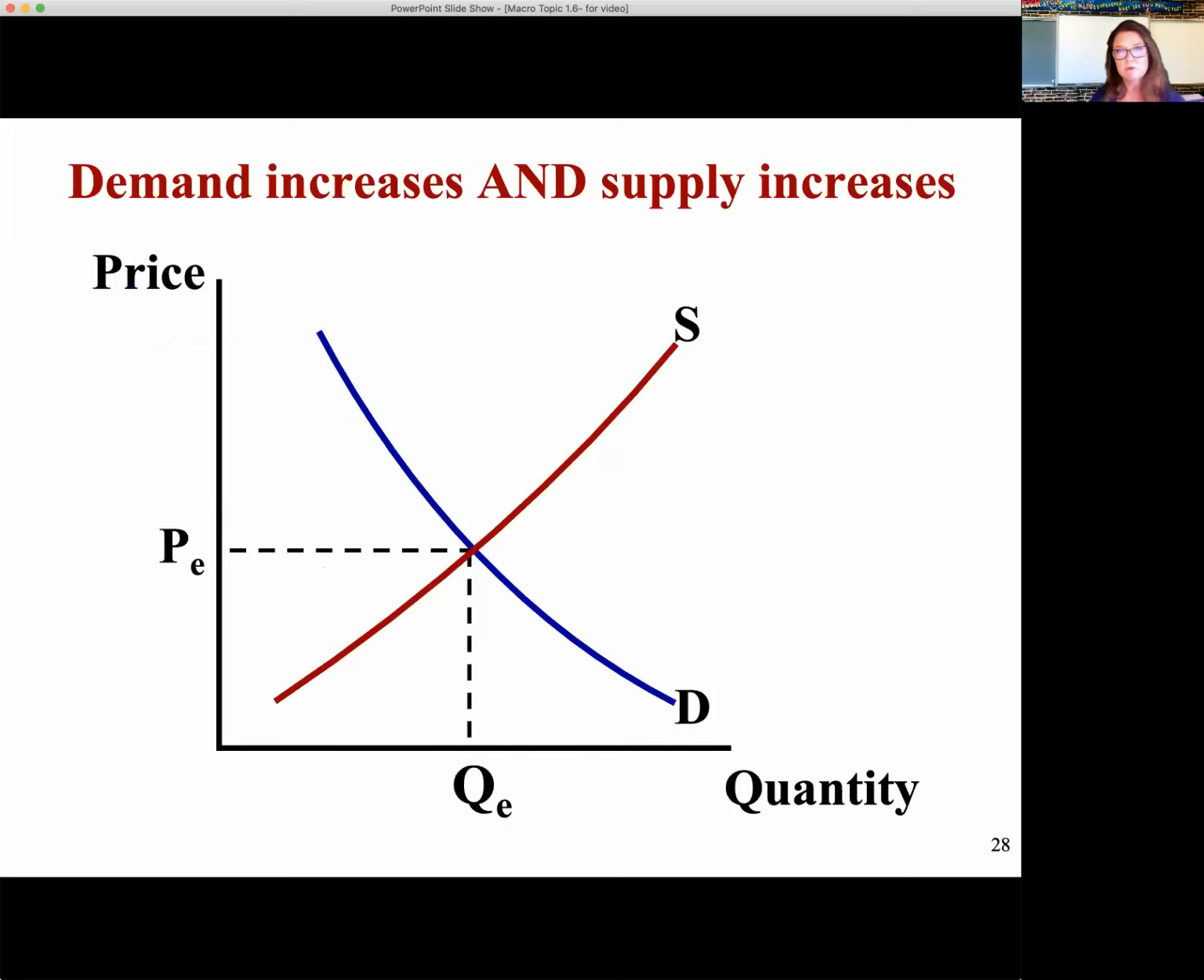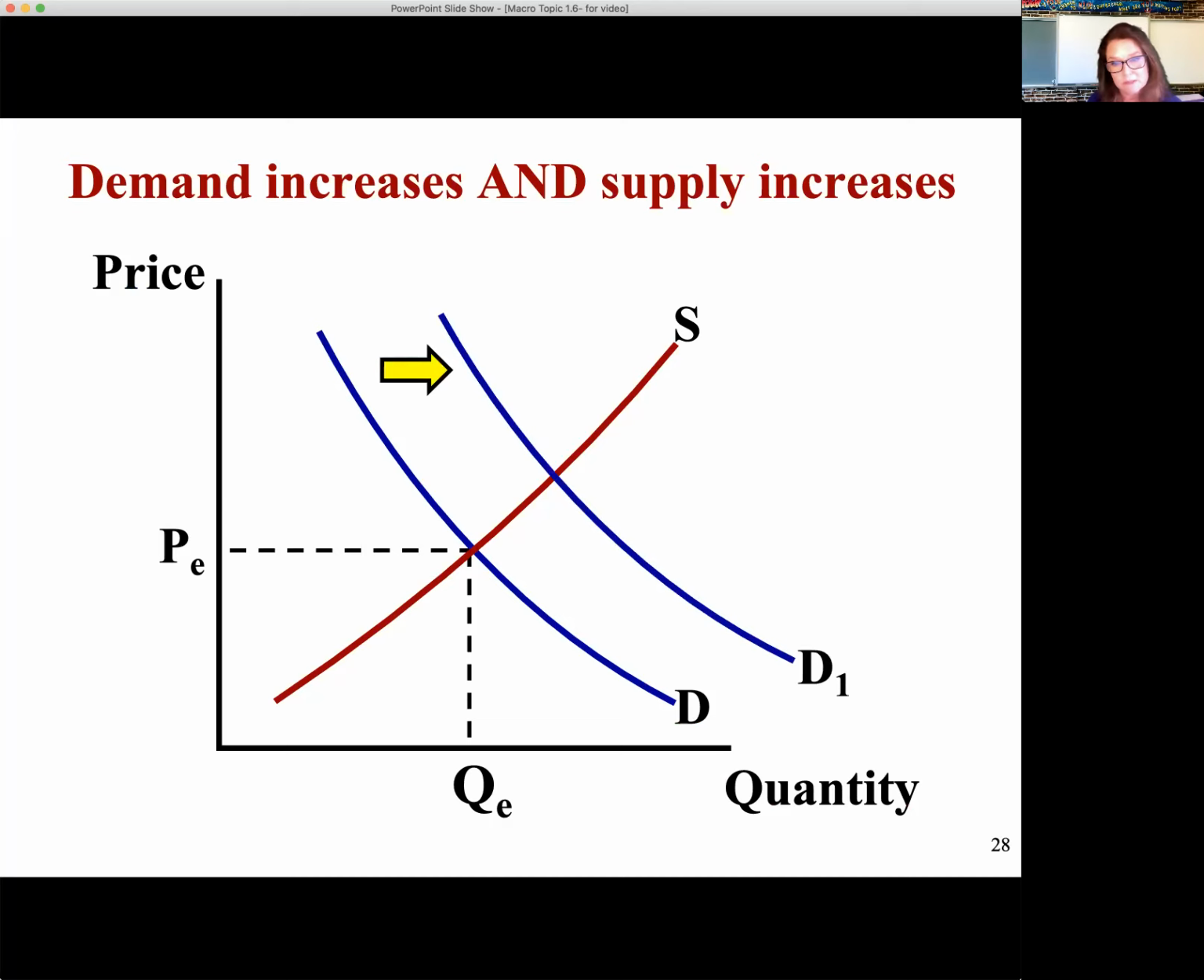So I'll show you. If you were just drawing this all in one, unless you were drawing it absolutely perfect, it might be hard to see that. So let's kind of look at that. So we're going to do a demand increase and a supply increase at the same time, double shift. So we got a right shift of demand. As you can look at this, you can see price went up, quantity went up.